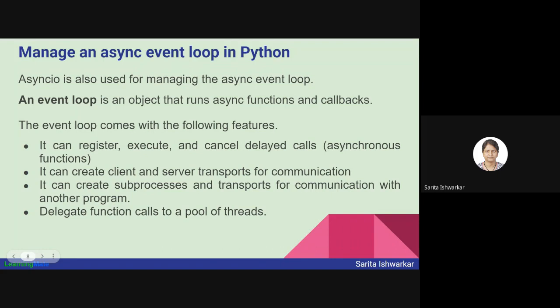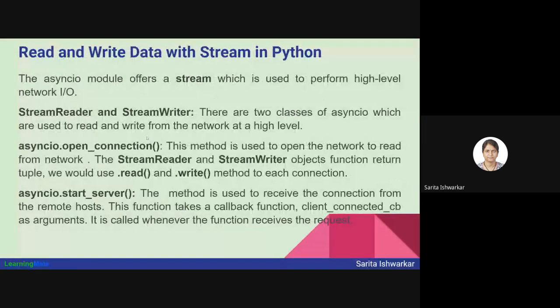You can think of the event loop as a function to run asynchronous tasks and callbacks, perform network IO operations, and run subprocesses. We'll check an example of this event loop and everything later. Okay, let's move to reading and writing data with streams in Python. Let's understand the concept. We'll demonstrate everything later.